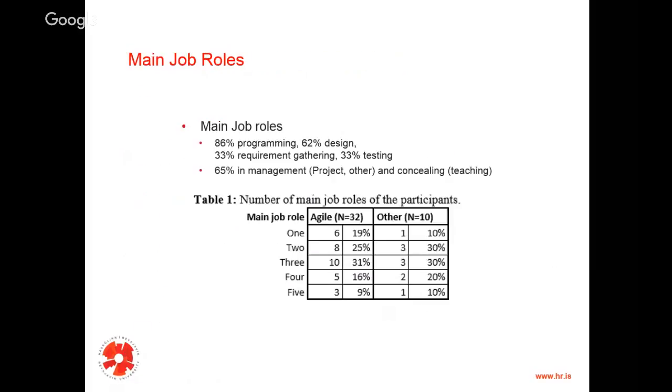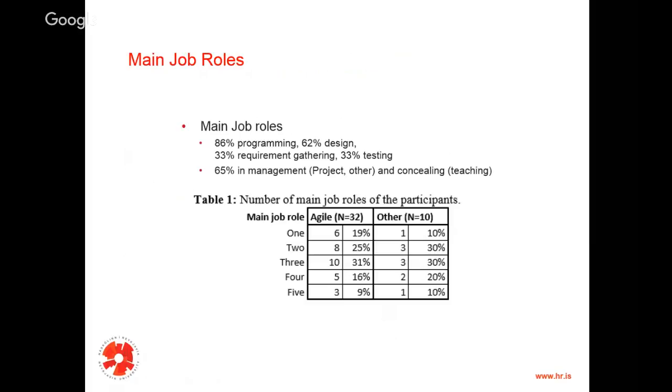Okay, so the main job roles: 86% of the people were programming, 62% said that they also were working on design, and 33% on requirement gathering, and 33% on testing. But see that many of them had more than one main job role, and 9% or 3 of them had all 5 as the main job role.